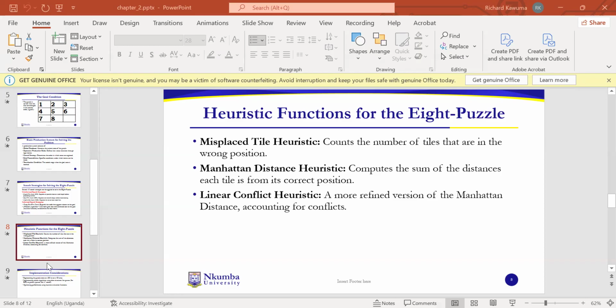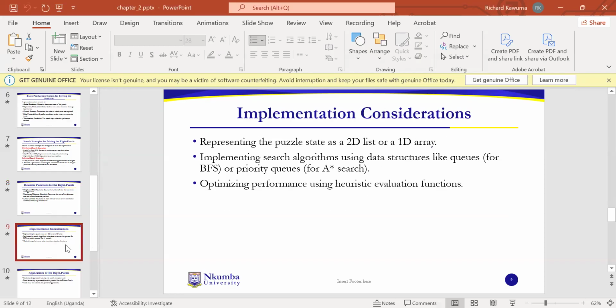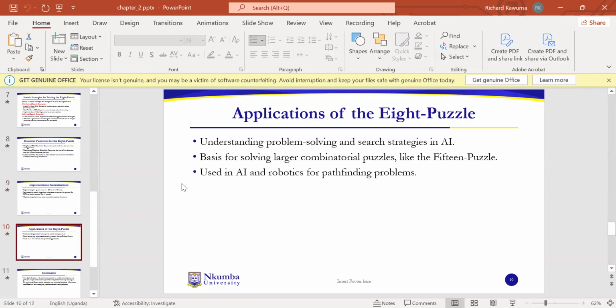I want to finish these slides today. Implementation consideration. So representing the puzzle state as a 2D list or a 1D array, implementing, those are not so much important. I want to rush to get to applications. Yeah, that's what I wanted to get to.